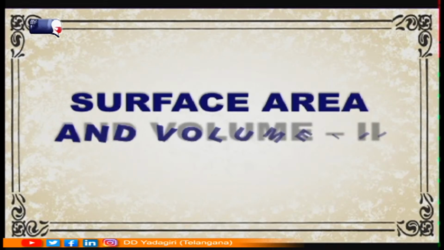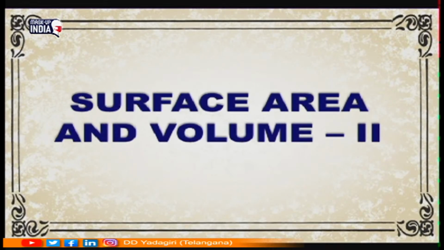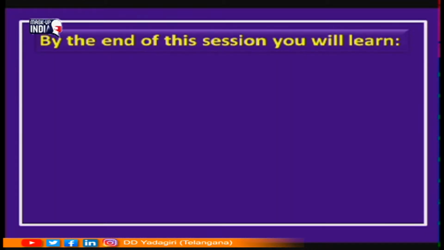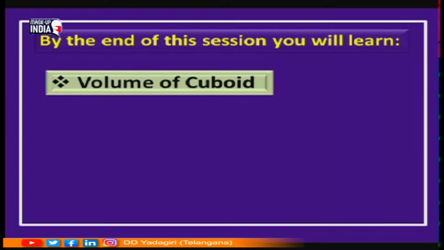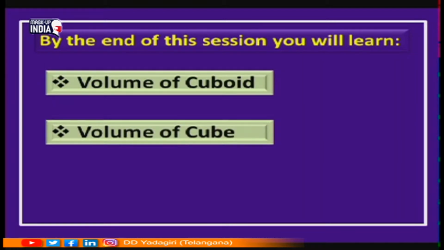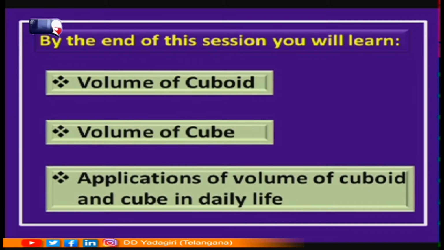So, in today's topic, surface area and volume part 2, we are going to learn about the volume of these figures. By the end of this session, you will learn the volume of a cuboid, the volume of a cube, and applications of volume of cube and cuboid in daily life. First, let us start with volume of a cuboid, children.